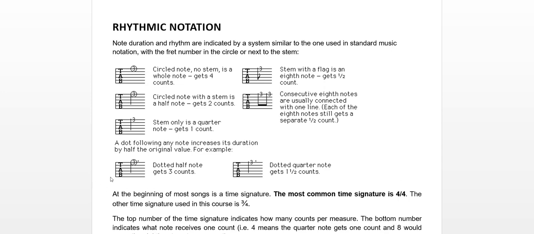So for example, if I add a dot next to the half note, the half note gets 2 counts, half of that or 50% of that is 1, so the dotted half note will get 3 counts. On the other hand, the dotted quarter note, half of the 1 is half, so the dotted quarter note will get 1.5 counts. And don't worry, this is just a general overview of the system, and right now we're going to take a few examples with sound so you understand what all this is about.